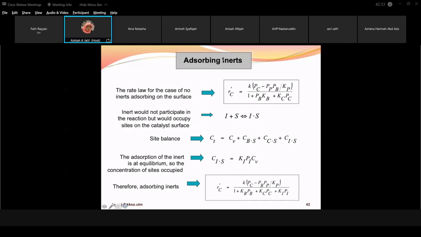No inerts absorbing. This is the rate law for the case of no inerts absorbing on the surface. You have to read the textbook. There are many examples for the rate law. For example, this one: you can assume or not assume. This is the rate law for the case of no inerts absorbing on the surface.